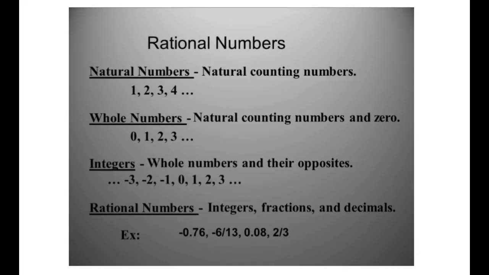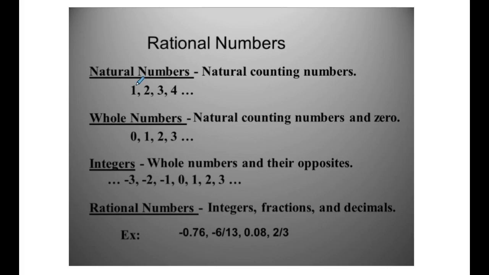First, we need to review the real number system, and we're going to focus on the subgroup of the rational numbers. The rational numbers have many different subgroups. First, we have the natural numbers, which we often refer to as the counting numbers, 1, 2, 3, 4, 5, and so on. The whole numbers include all of the natural numbers, but we add 0 to it. So it's 0, 1, 2, 3, 4, 5, and so on. Integers include positive and negative whole numbers. And then, of course, we have the rational numbers, which includes all of those integers, fractions, decimals.